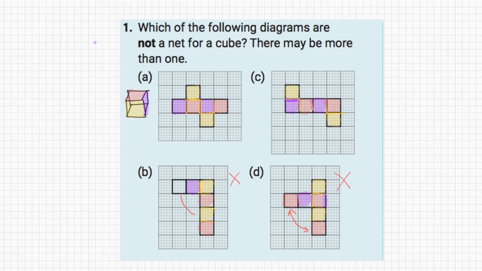This face and this face are going to end up opposite each other. So that's going to be a yellow face again on the front. You're going to have a doubling up of the faces and you're going to be missing the purple face on the right hand side of the box. So those two are not, and these two are. Okay, so those two are cubes.